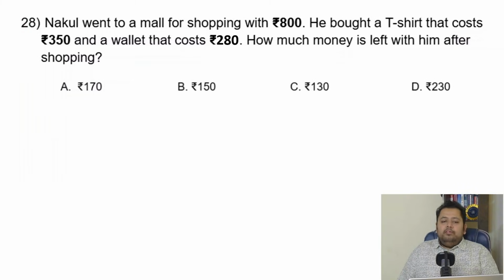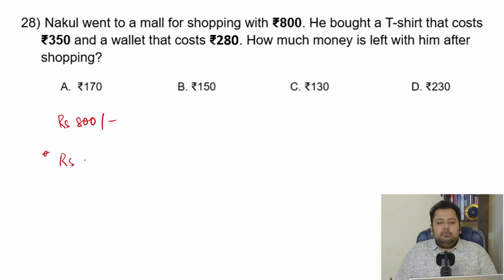Nakul went to a mall for shopping with rupees 800. He bought a t-shirt that cost rupees 350 and a wallet that cost rupees 280. How much money is left with him after shopping? Right? So Nakul goes to a mall. He has 800 rupees with him. Now he buys a t-shirt which costs him rupees 350, and then he buys a wallet which costs him rupees 280. So in total, how much does he spend?